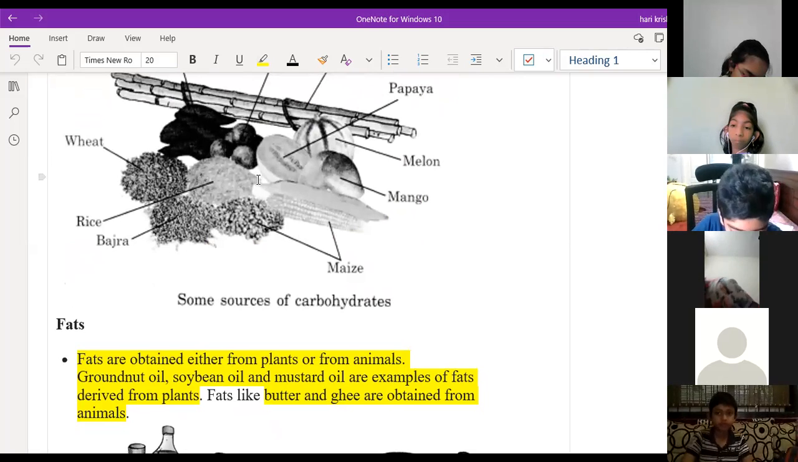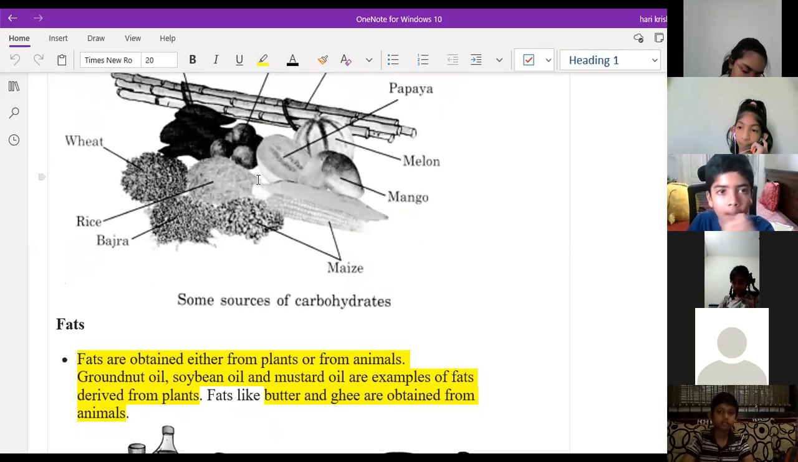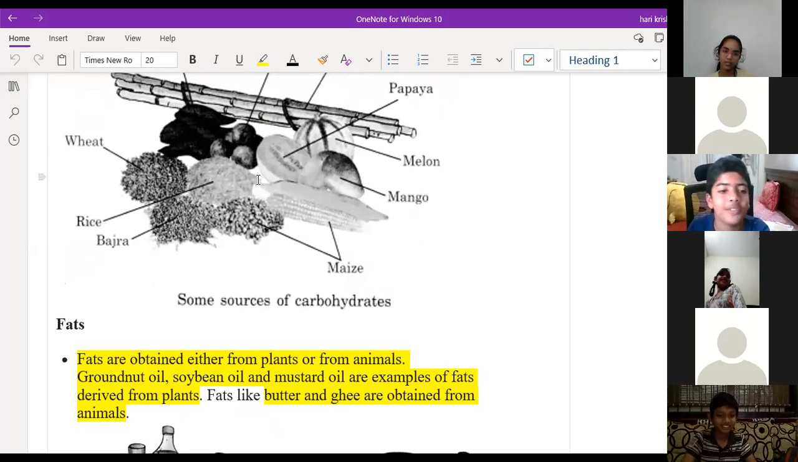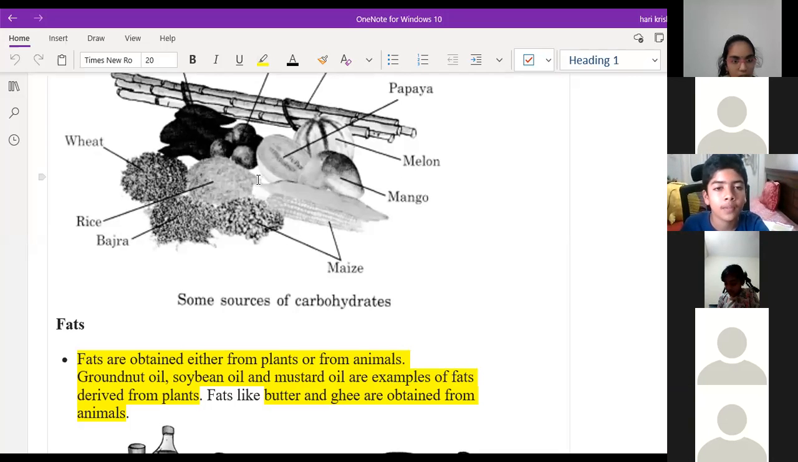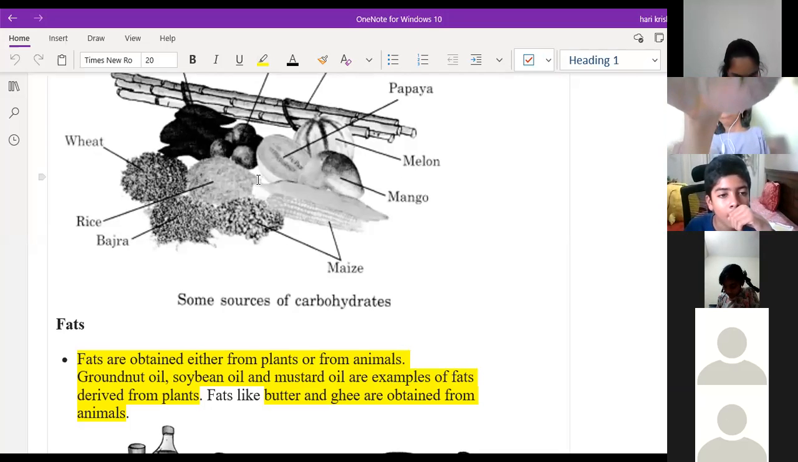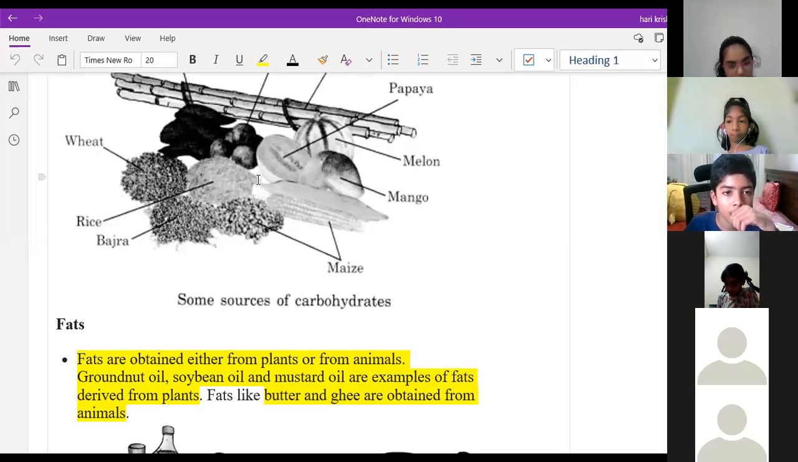Whenever you are fasting, we can't take food at that time. You can only eat fruits and water. Still our body requires some energy. During that time, whatever fat is present in our body will be utilized to generate food inside the body. So fats will convert into carbohydrates, and carbohydrates again break down to give the energy. Clear?